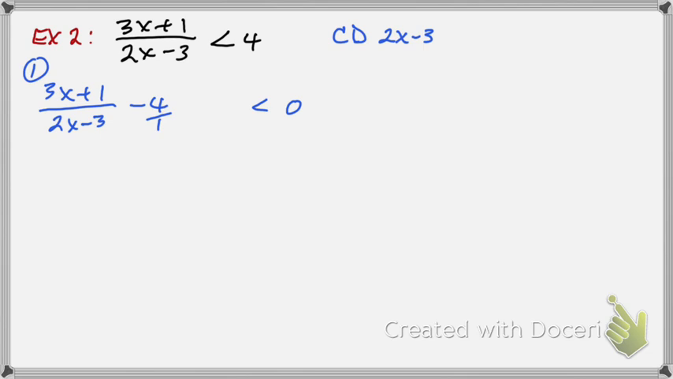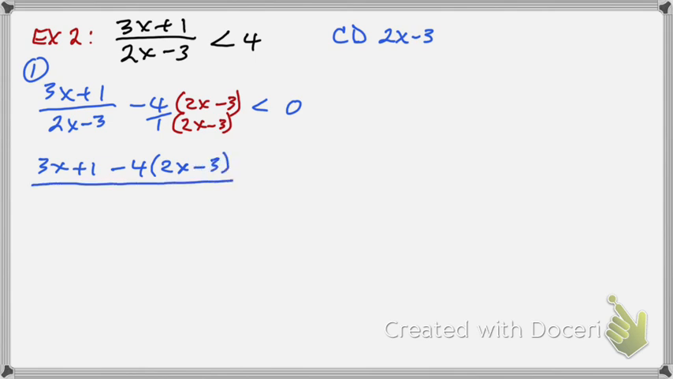And the question comes up, what do I have to multiply that 1 below the 4 by to get it to look like 2x minus 3? I'm still working on step 1. So I've got 3x plus 1 minus 4 times 2x minus 3. All of that is over my common denominator. All that's less than 0.